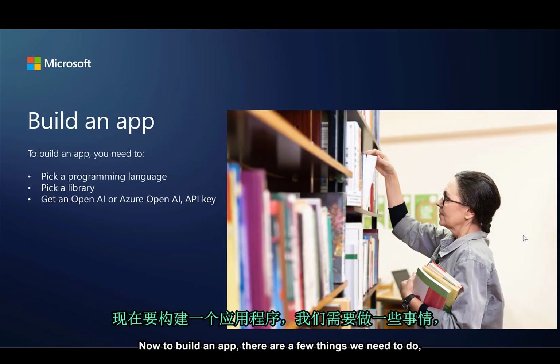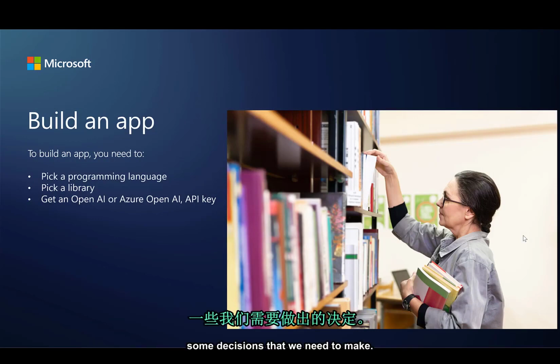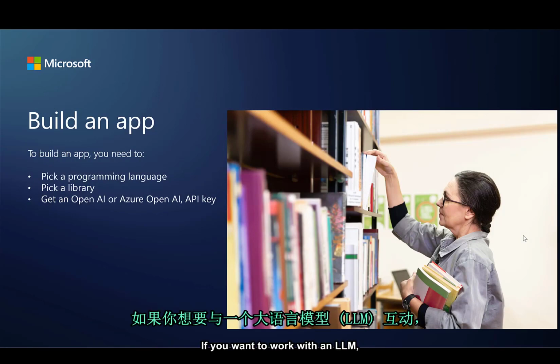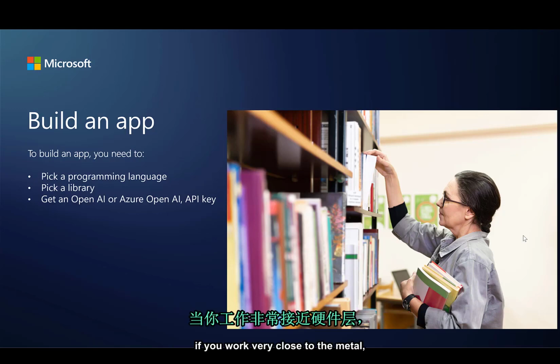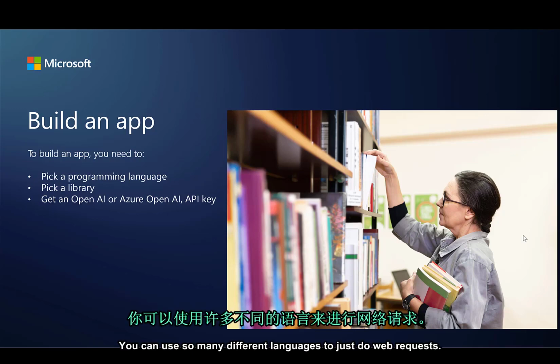Now, to build an app, there are a few things we need to do, some decisions that we need to make. So for one, we need to pick a programming language. There are a lot of different choices out there. So if you want to work with an LLM, if you work very close to the metal, no frameworks or SDKs or anything, you can just do web requests, right?